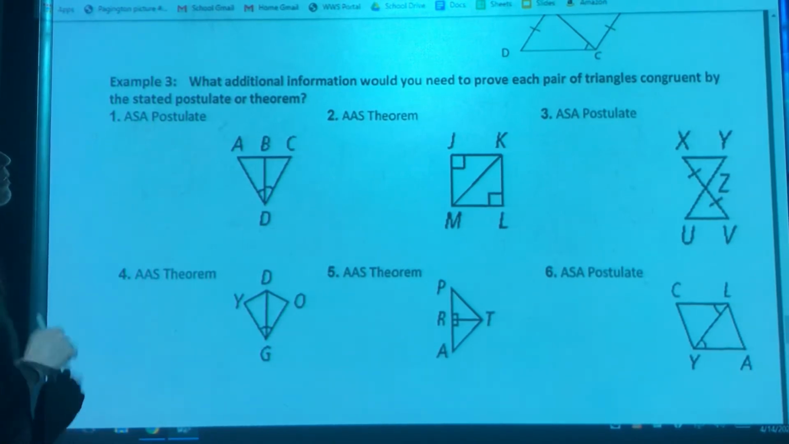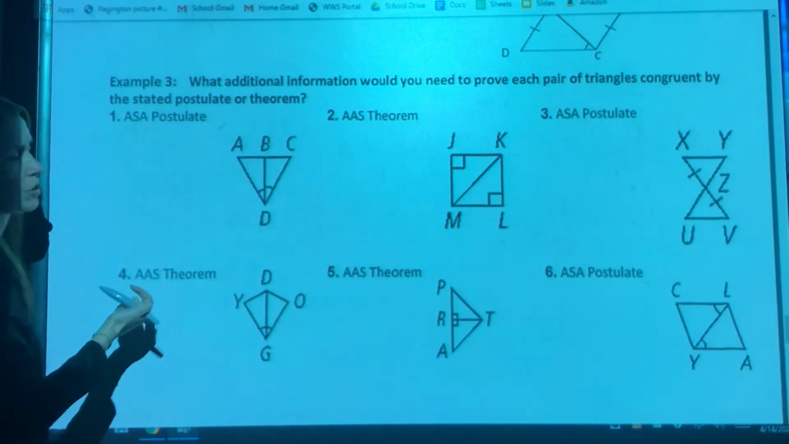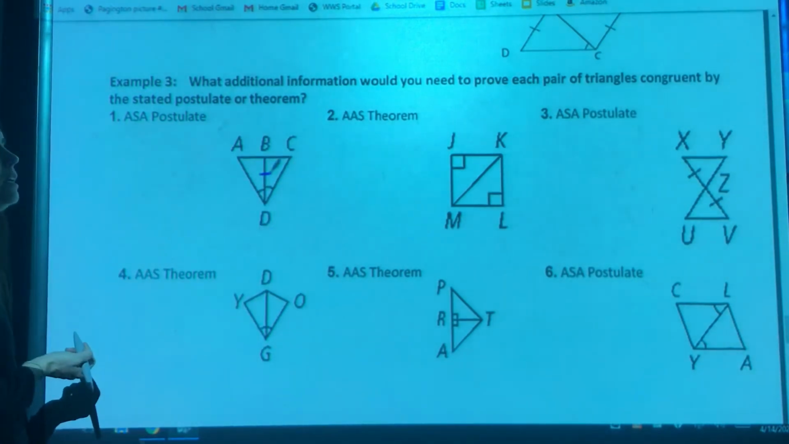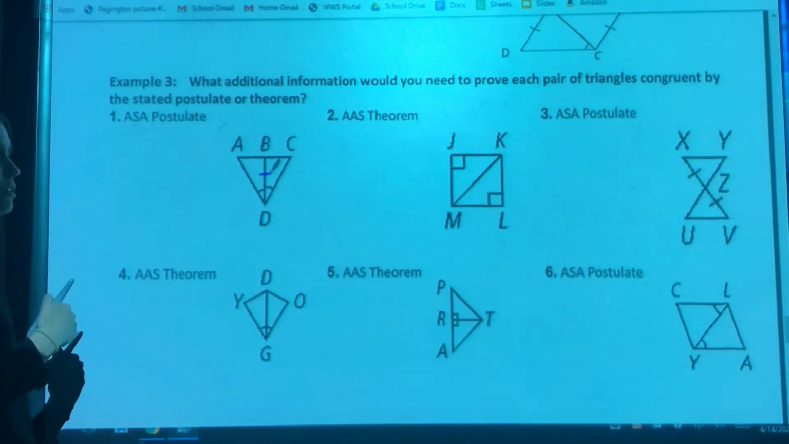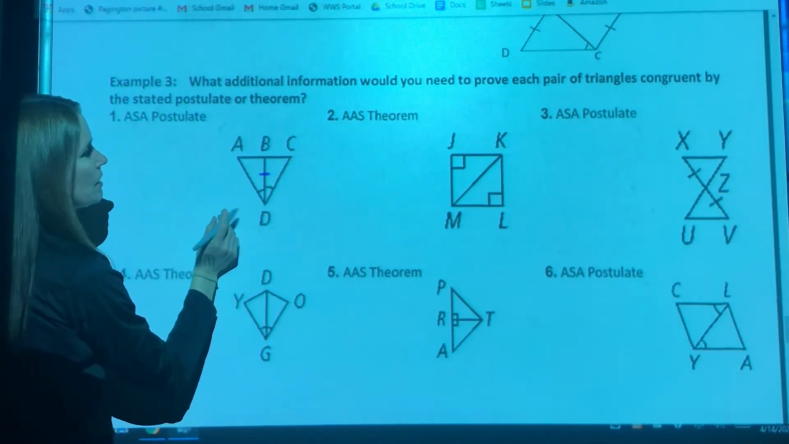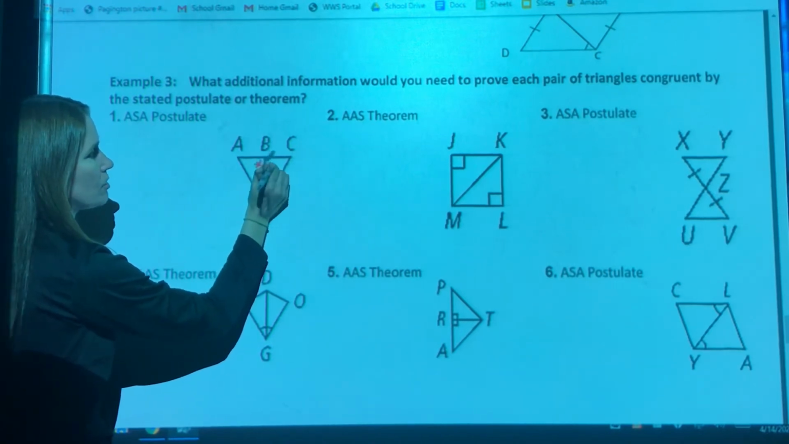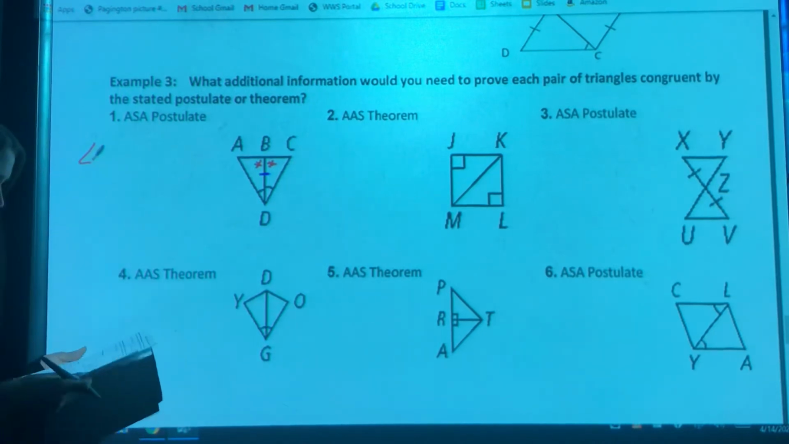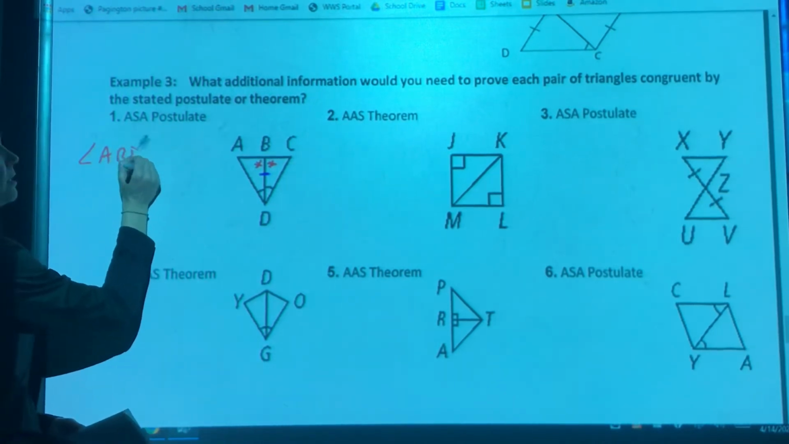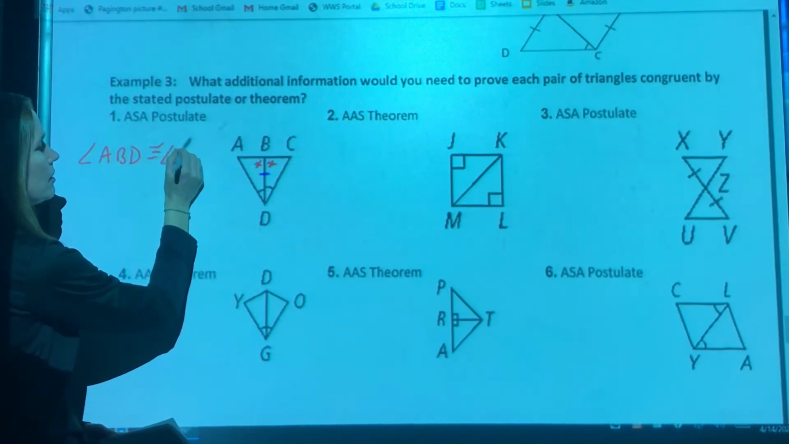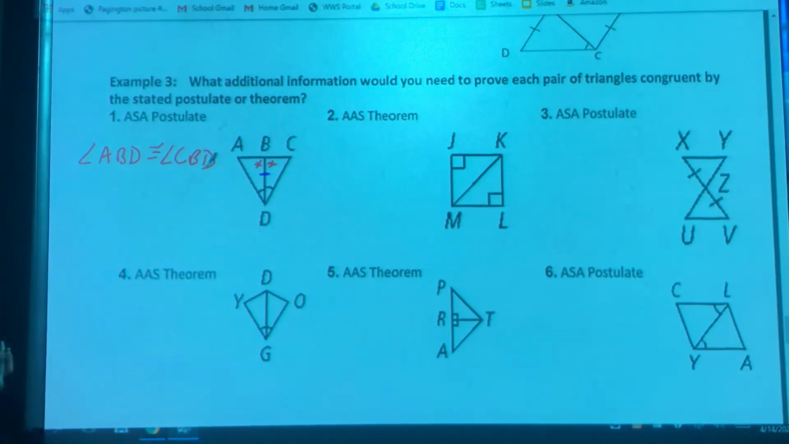So angle, side, angle. First I want to look to see, is there anything else I know is congruent besides what is marked? And I do know they share this side, so I'm going to mark them congruent. And if I want to know what else I need to know to make them congruent, if this is an angle and that's a side, I'd have to know these two angles are congruent. So I would need to know angle ABD is congruent to angle CBD. Okay, and if I knew that, then I could say the two triangles are congruent by angle, side, angle.